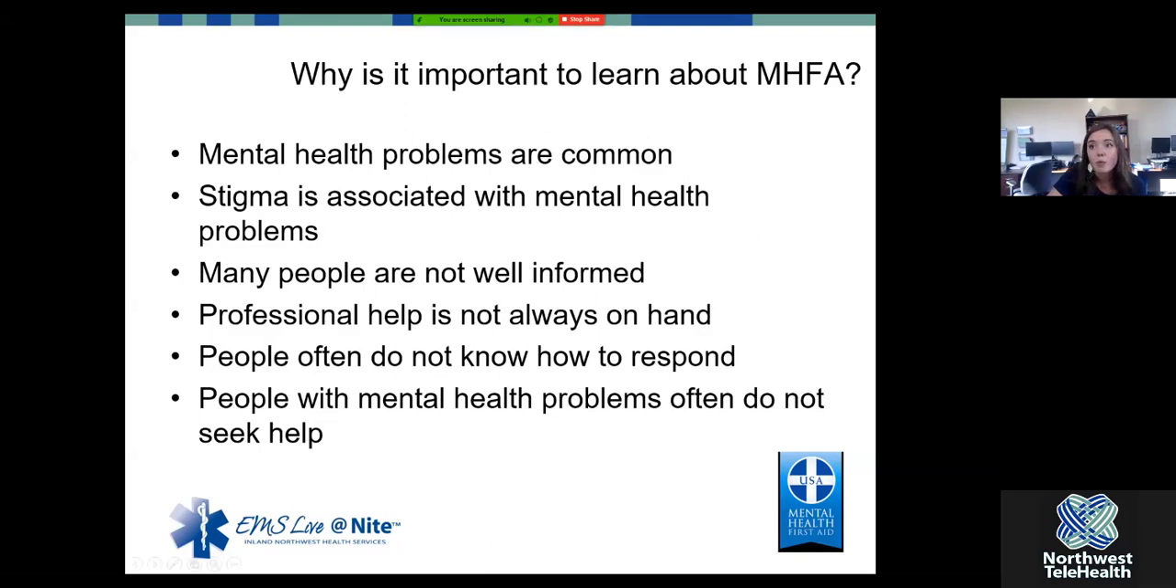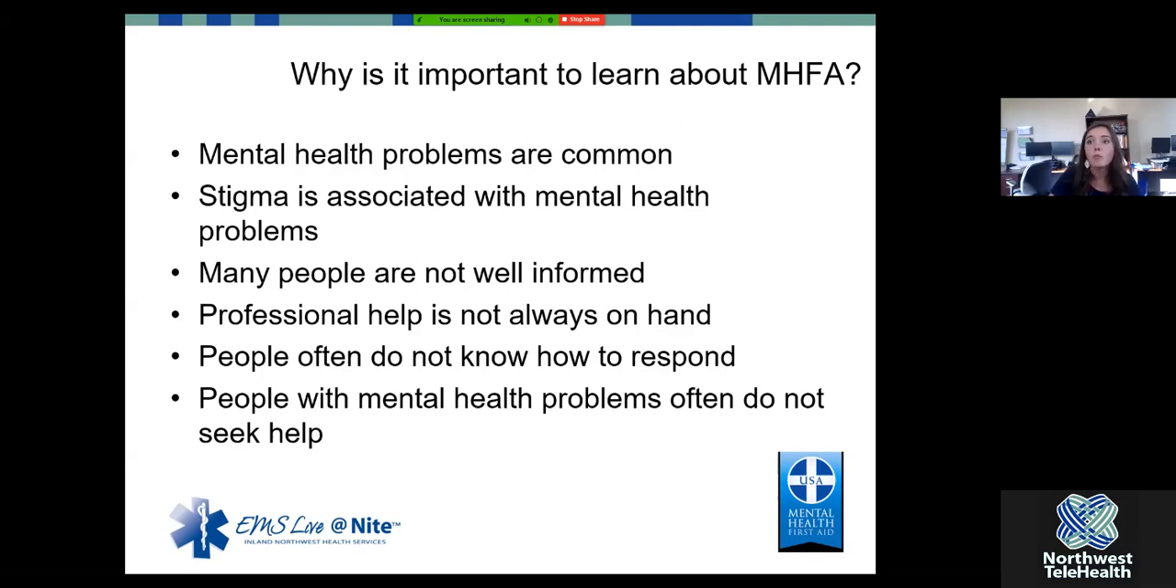And then lastly, people with mental health problems often do not seek help. Again, I've kind of mentioned that here on these last couple of bullet points, but I missed one real quick. Going back to that, this can come back to that stigma and possibly not knowing what resources are available to individuals.